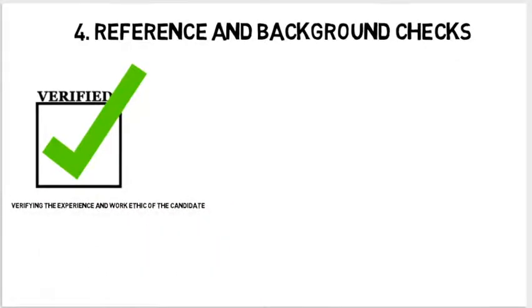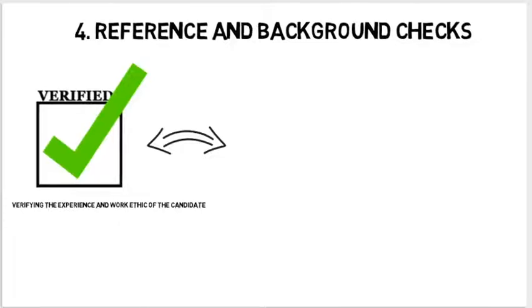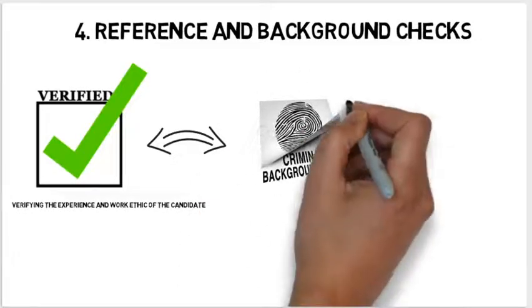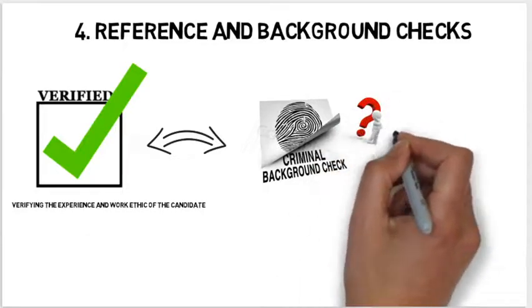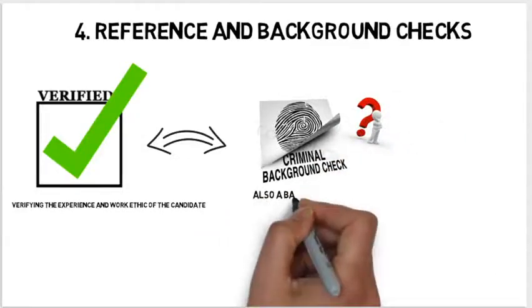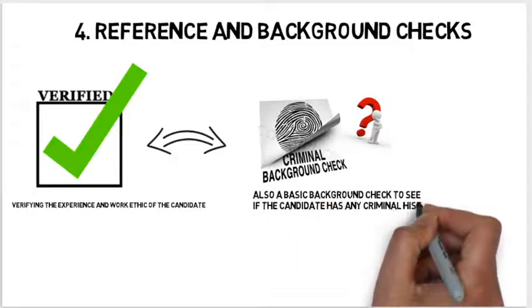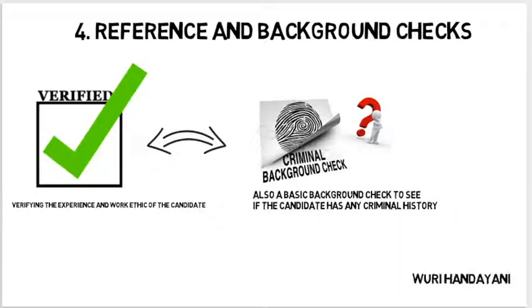Recruiters do this by contacting the references the candidate lists on their application. They also do a basic background check to see if the candidate has any criminal history that might indicate the employee would not be able to perform the job properly or would pose a risk.